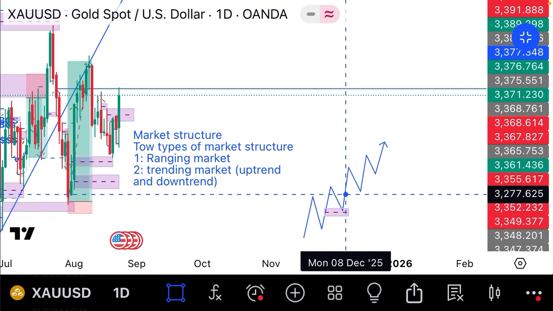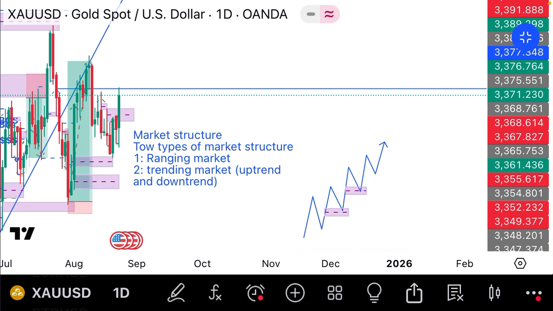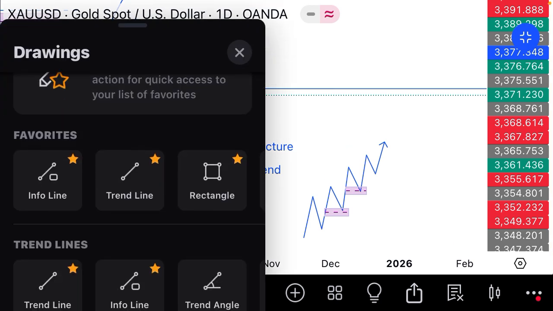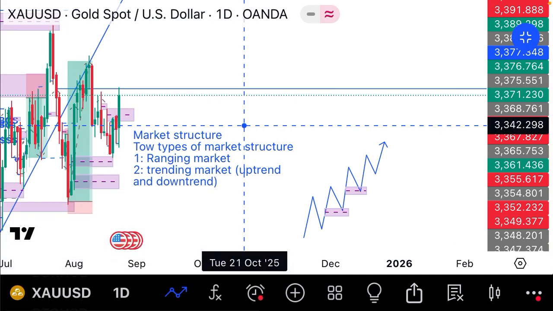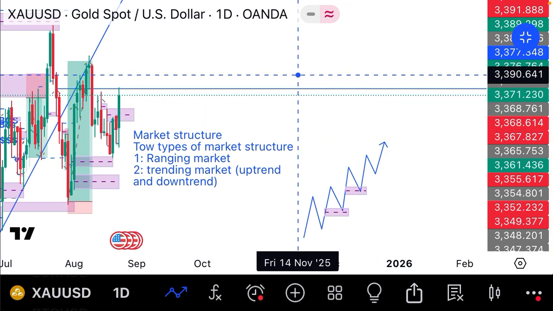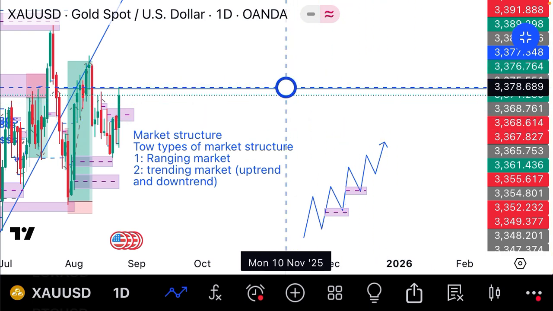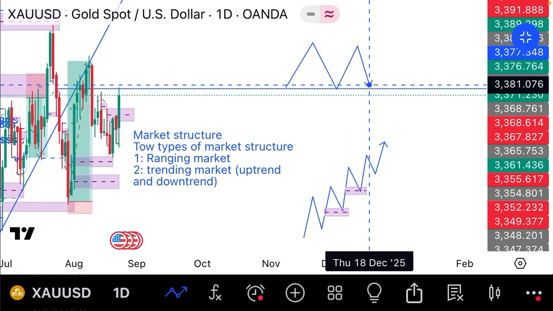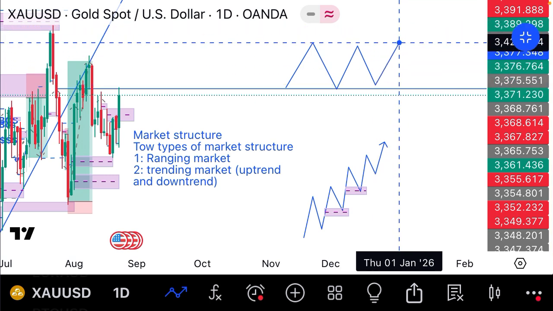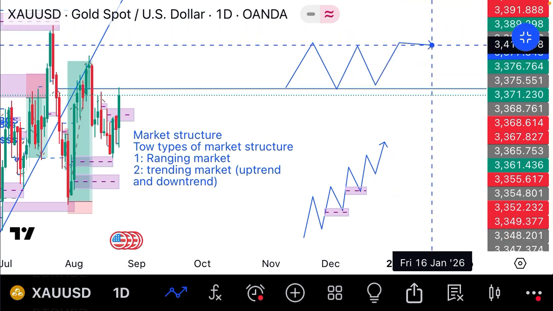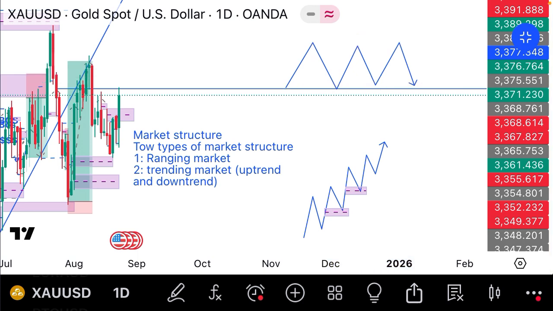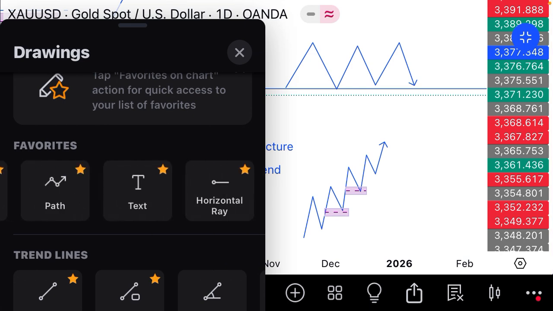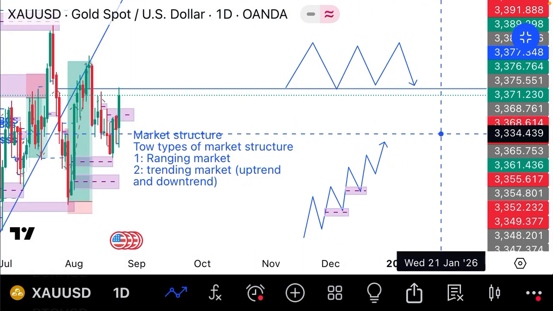You understand? There's always a point of interest. Our price comes to react. This is basic knowledge. So the same thing goes for downtrend also. So we have ranging market, which is simply when price has no direction. It's doing up and down in a range. Doesn't break any structure. You understand? So this is a ranging market. And this is a downtrend for basic knowledge. This is a downtrend.